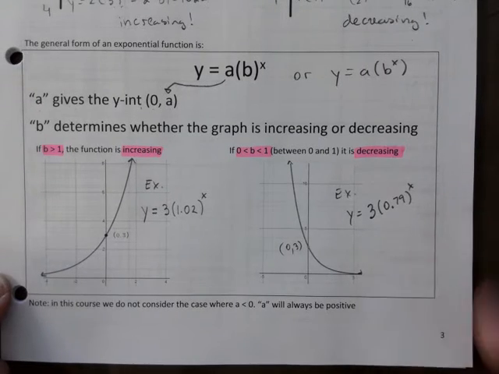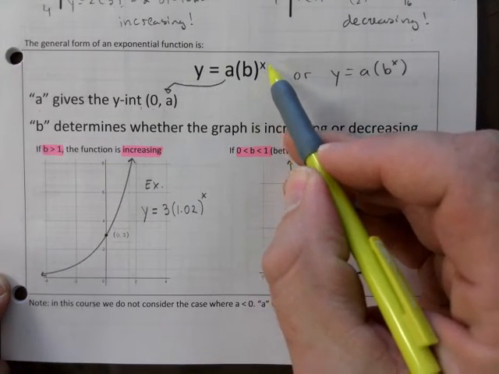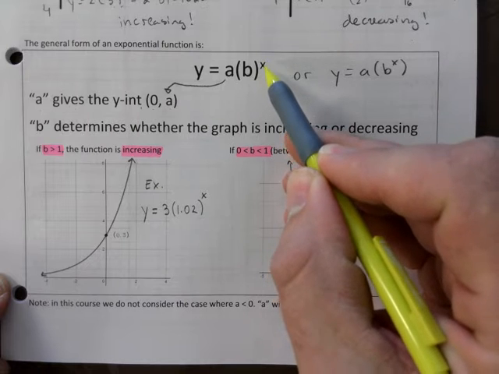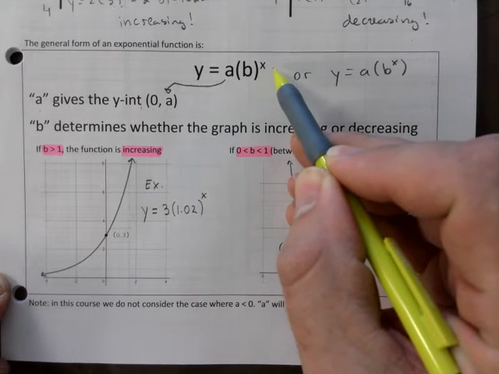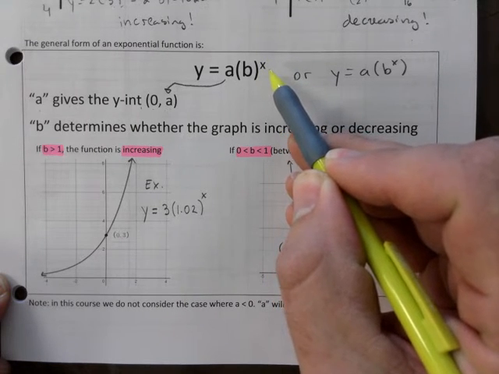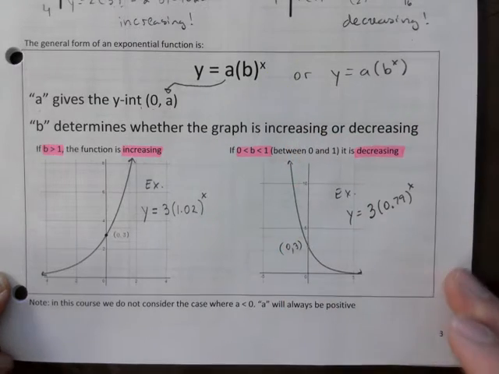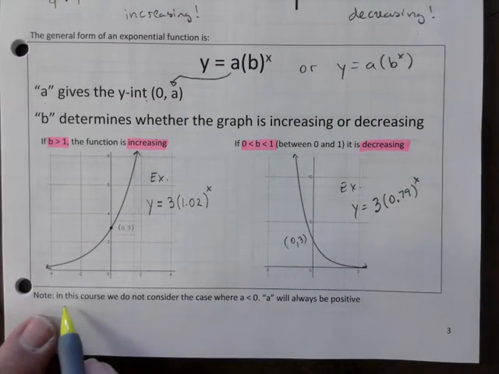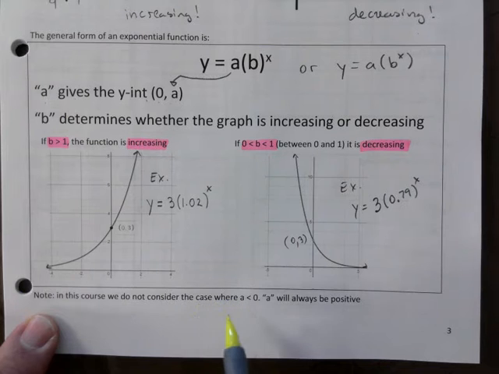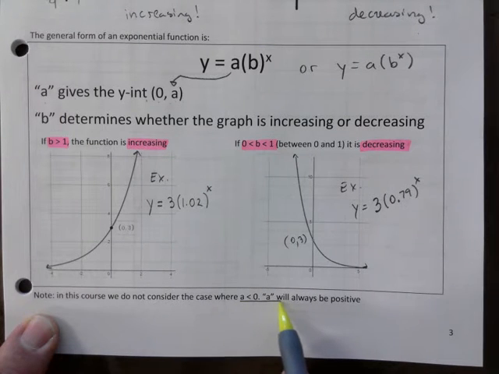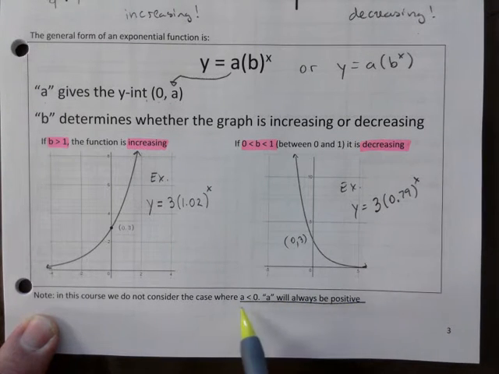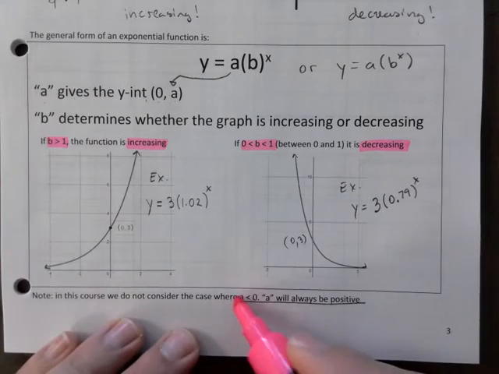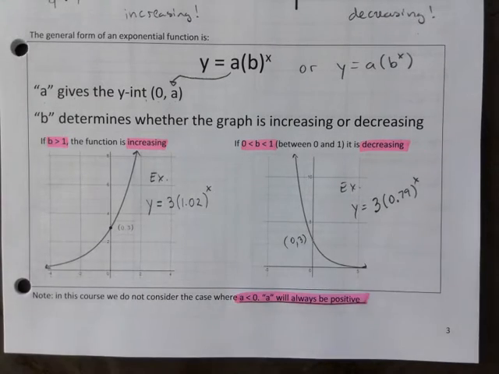Some exceptions. Sometimes you will see some weird exponents, guys. You'll have like a decimal even in front of x. Type it in exactly the way it is. That's why we have graphing calculators, okay? All right, watch this. Notice in this course, we do not consider the case where a is negative, right? A will always be positive. You don't have to worry about a being negative.